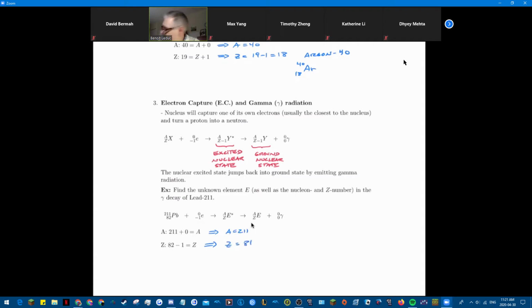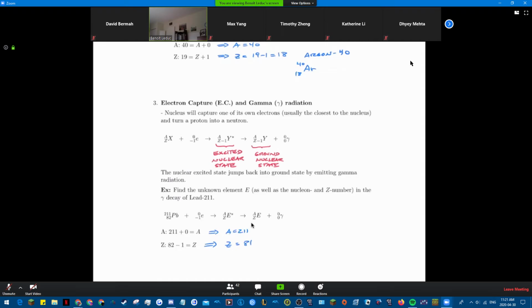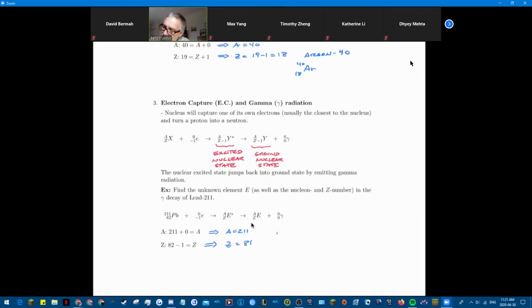And then you look up what 81 is. 81 is thallium. So it's going to decay into thallium-211, symbol TL, not TH. It's TL. All right, so TL, 211, 81. Are you good? Everyone is okay with this? Okay.